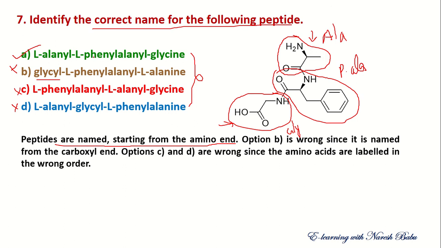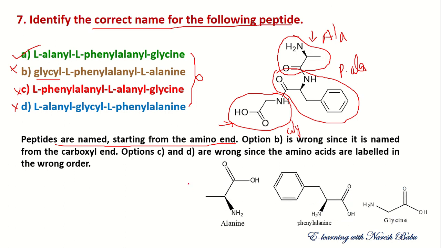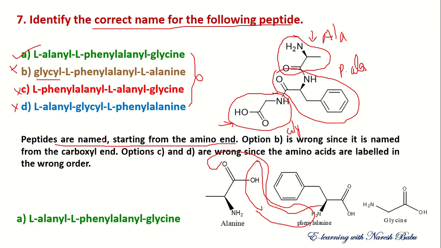If you observe the individual structures of these amino acids, I have given alanine here. What is represented here? NH2, CH3, COOH. This is alanine. This COOH makes a peptide bond with phenylalanine. The phenylalanine structure is phenyl with CH2, NH2, COOH. So this NH makes a bond with this carboxylic acid, sorry, with this OH group, making a peptide bond. And next, phenylalanine binds with glycine. So the answer is A.